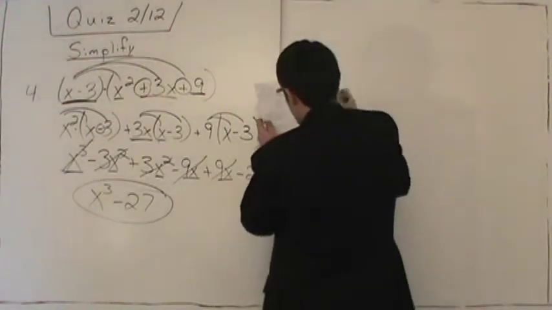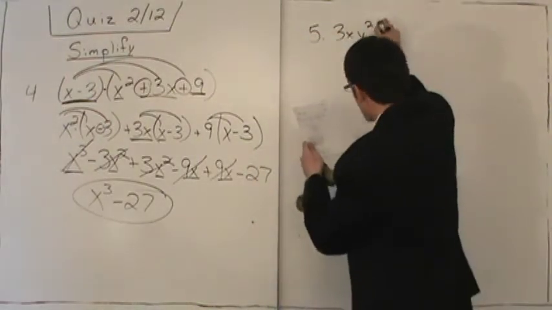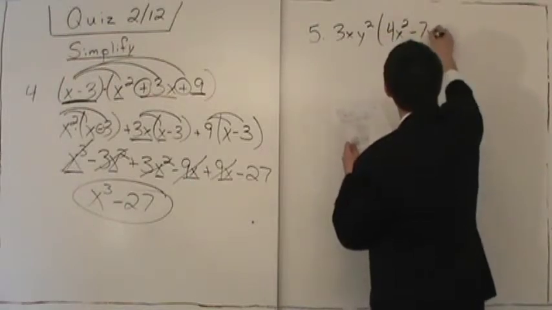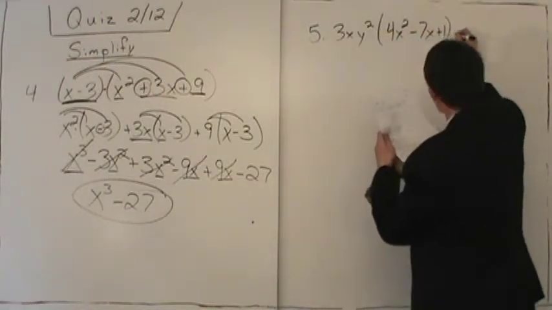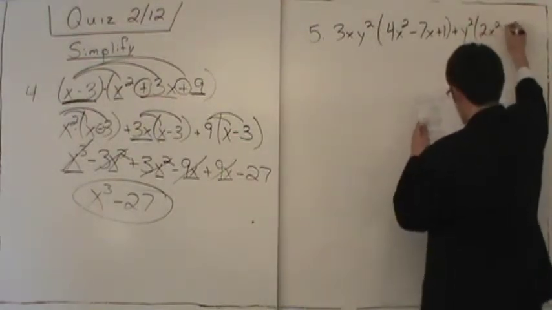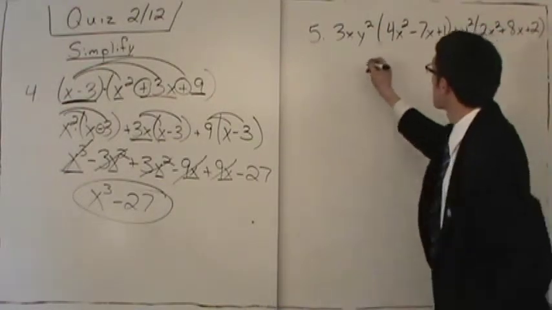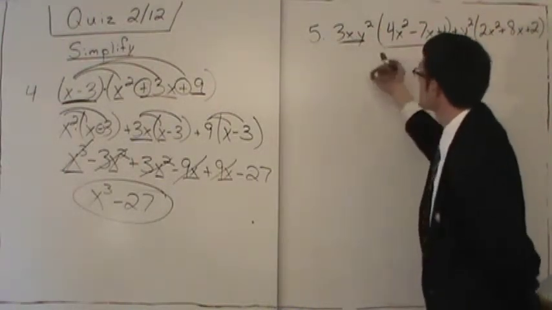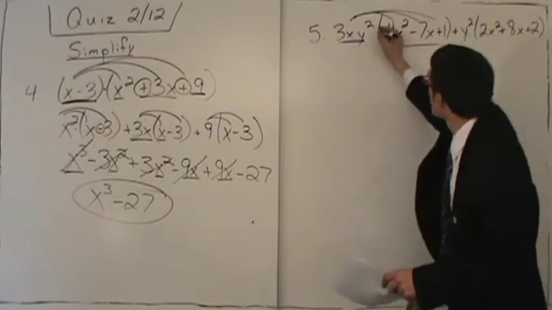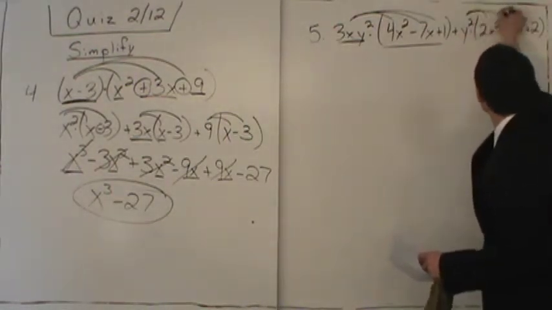Number 5, we have 3xy squared multiplied by 4x squared minus 7x plus 1 plus y squared multiplied by quantity 2x squared plus 8x plus 2. Okay, so here we have what? Monomial times trinomial. So this is a little easier, except that we have a lot of variables to deal with. So we're going to use distributive property. Why? Because multiplication's meeting addition. It's the same thing here.